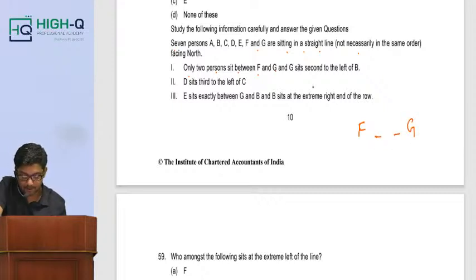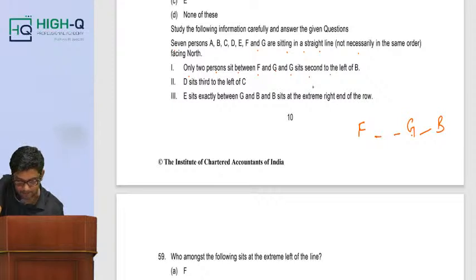Next one. G sits second to the left of B. So definitely, where will be B? B has to be here, then only second to the left.